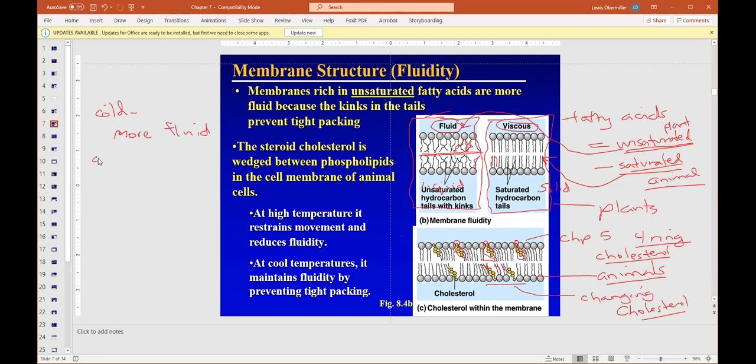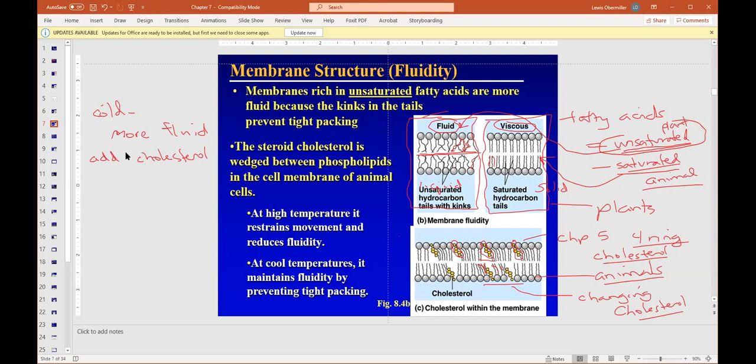To do that, would you need to add cholesterol or remove it? Add cholesterol. Yeah, because it's going to bend those membranes and spread them out and make them more like unsaturated. And so if it's cold outside, animals add cholesterol to their membrane. And if it's warm out, let's say in the middle of Phoenix in the summer, then you want to make your membrane more fluid or less fluid? Less fluid. Awesome. And so we would want to remove cholesterol from our membranes.